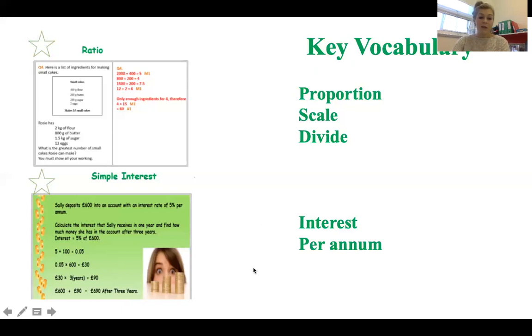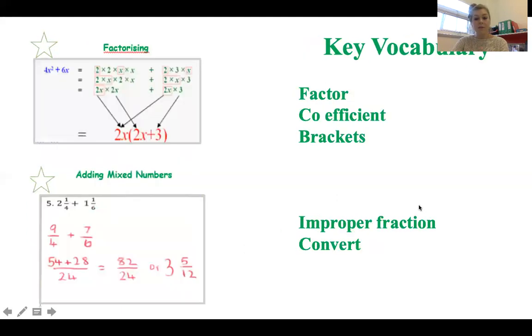So the first 2 things that we need to look at: when we're working with ratio, we need to apply ratio to recipes. And when we're working with simple interest, we need to be able to calculate simple interest without a calculator. Then we need to be able to calculate simple interest with a calculator, because you could get this type of question on either paper. And then we need to be able to compare interest rates. So if someone has deposited a larger amount with a smaller interest rate, how would that compare to someone who's deposited a smaller amount with a larger interest rate? And you may be asked to compare those and give your reasons.